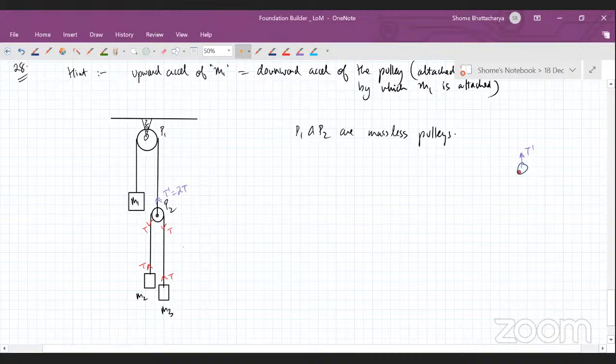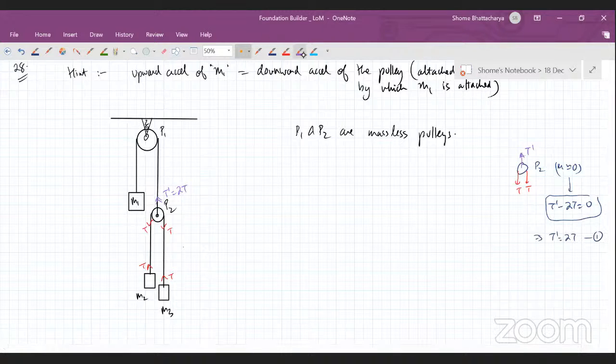So if this tension is T prime and these two tensions are T, but this is massless. So mass is 0. That means T prime minus 2T should be 0, because it's mass into acceleration. That's how we know that T prime is equal to 2T. That's the first thing. So we'll directly take this tension as 2T.